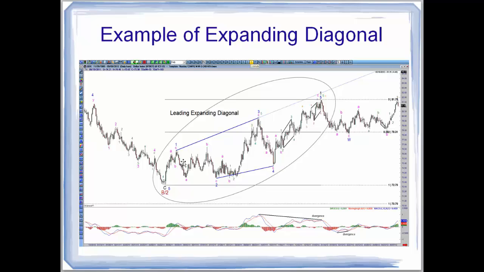And wave 3 is longer than wave 1, and wave 5 is longer than wave 3. Wave 4 is longer than wave 2 was. And typically wave 5 of an expanding diagonal will try very hard to reach a trend line extending from the extremes of waves 1 and 3, but most typically is unable to quite get there, and it falls just a little short of tagging it.